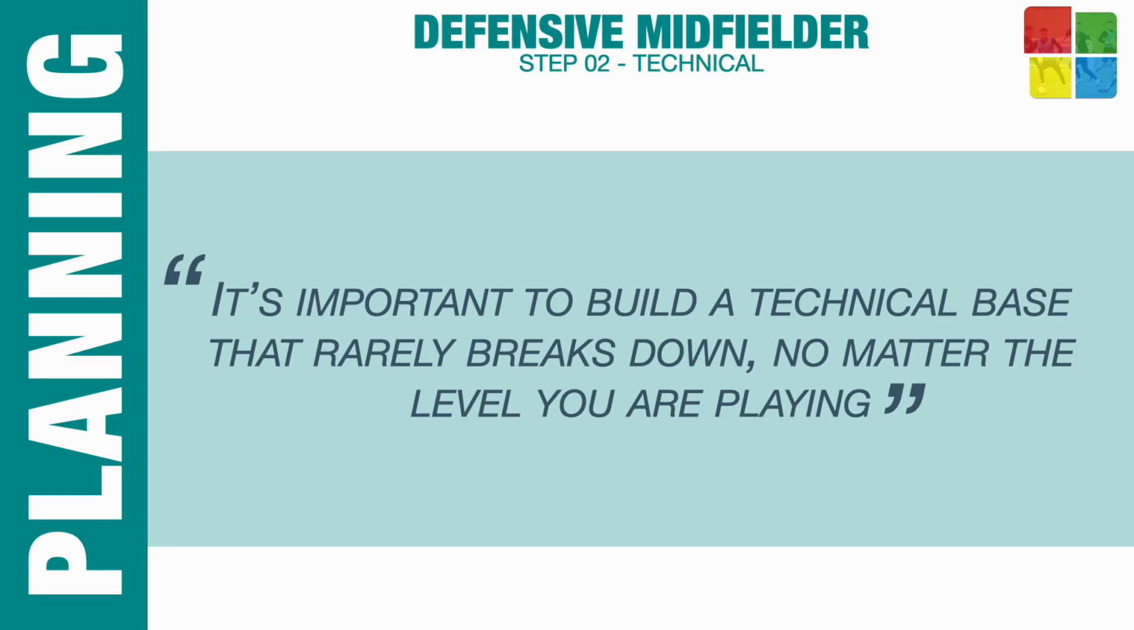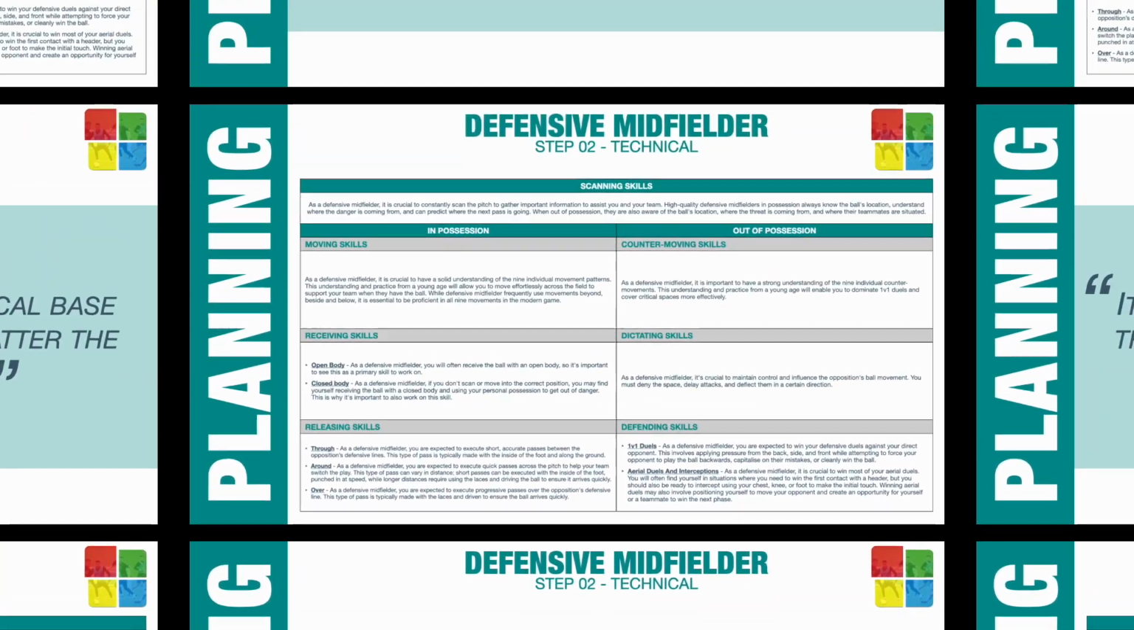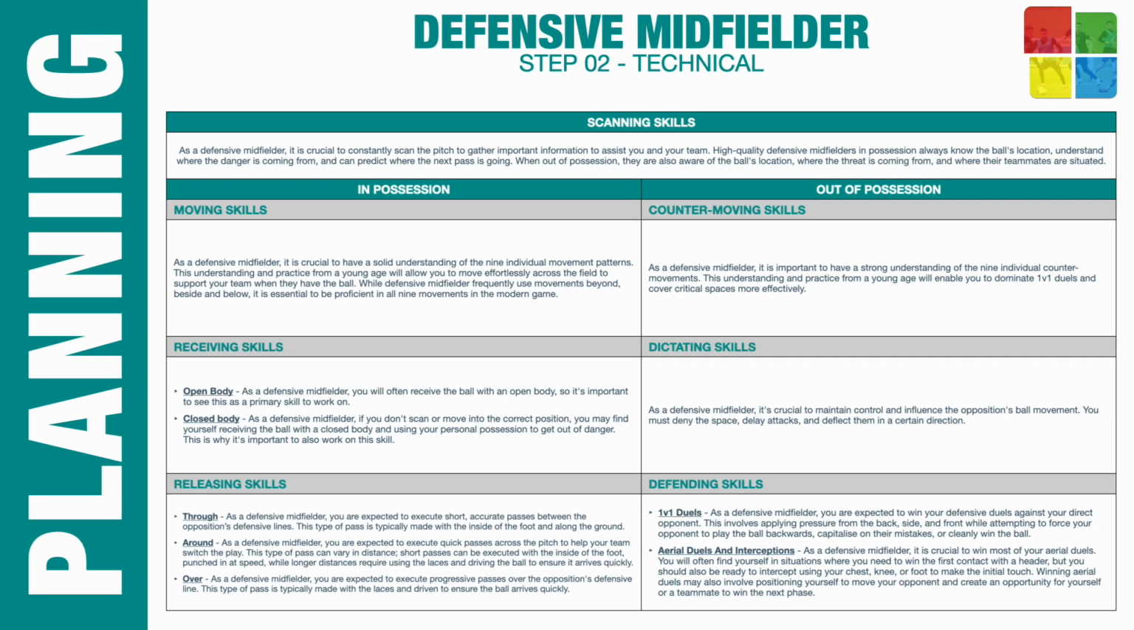Step 2, technical. It's always important to build a technical base that rarely breaks down, no matter the level you are playing at. So let's break down what makes a top player's technical foundation. We focus on six key skills, and two of them apply both in and out of possession, while the other four are specific to one or the other. The most important skill for us is scanning. By the end of this class, you'll understand why.